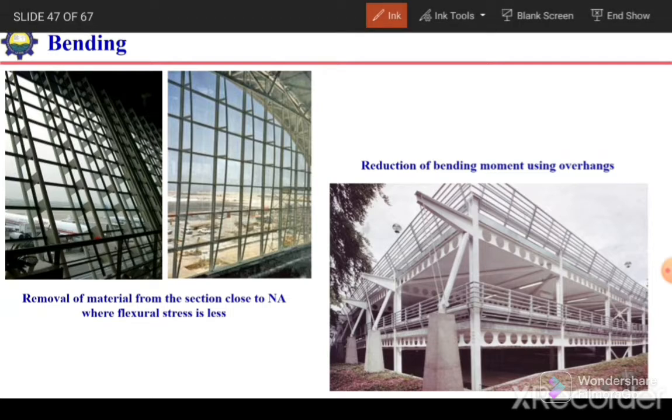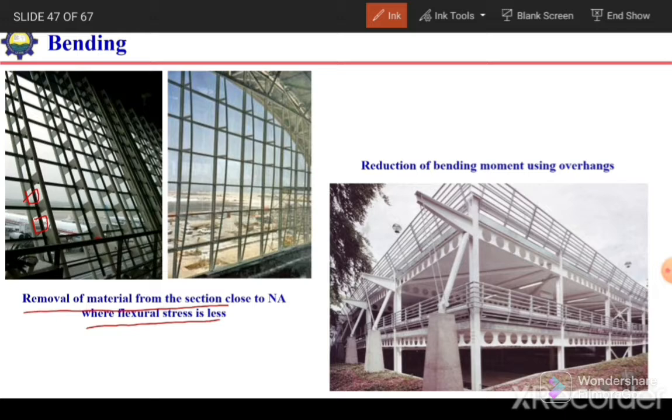These figures demonstrate how the concept of bending is utilized. Material is removed from the section close to the neutral axis, where flexural stress is less. So to resist the bending, we can remove the material near the neutral axis. This is because the flexural stiffness of the member depends on the second moment of area, and the second moment of area will not change much if we remove the material close to the neutral axis.